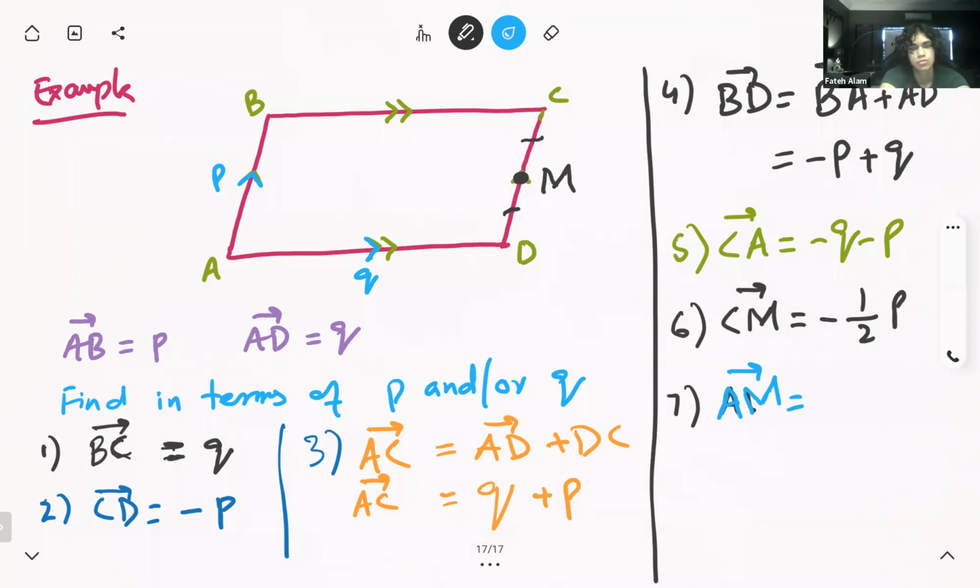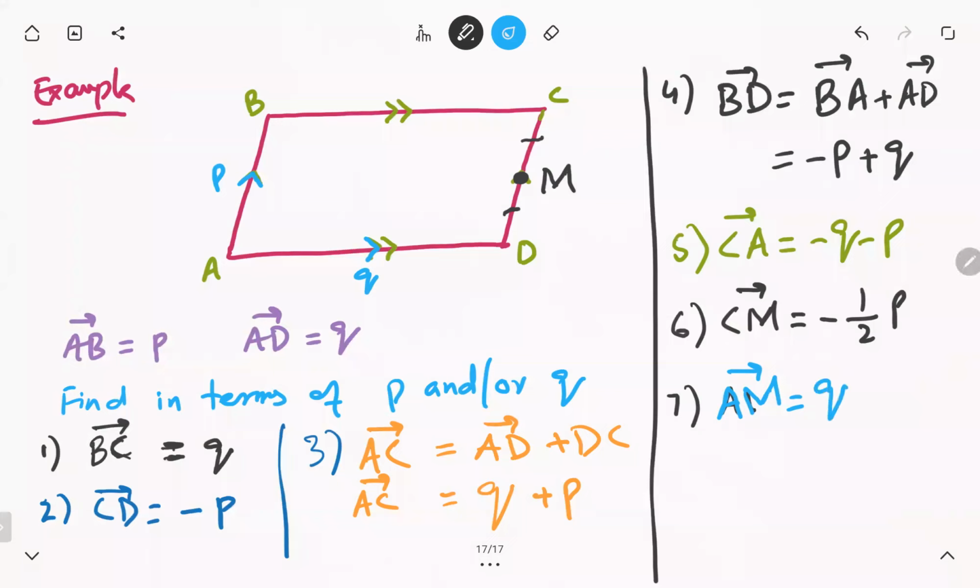So Q plus 1/2 P. Yes, right, Fateh, you are right. So the path from A to M is A to D, D to M. Now what is A to D? That is Q. And D to M is half P. Fateh, it's correct. Q plus half P. Next vector.